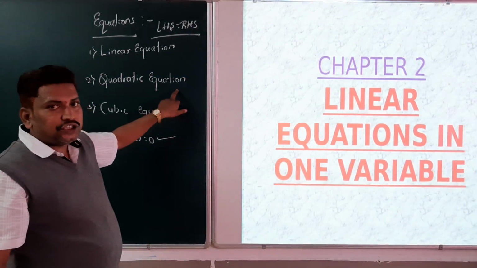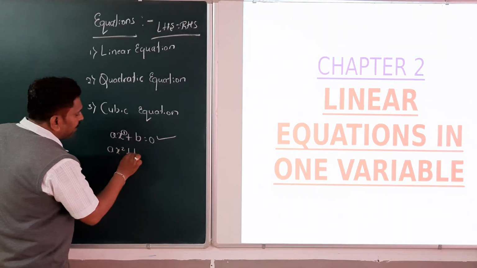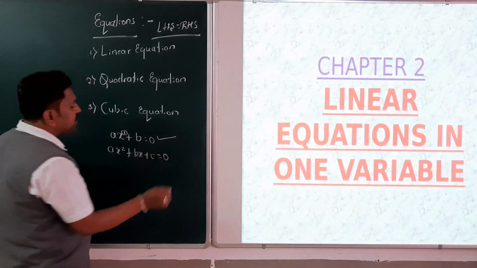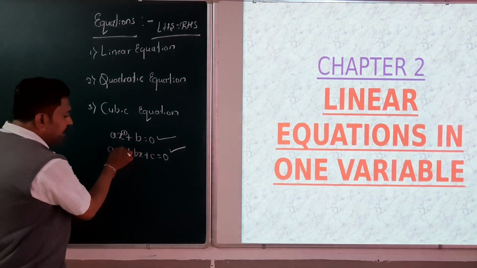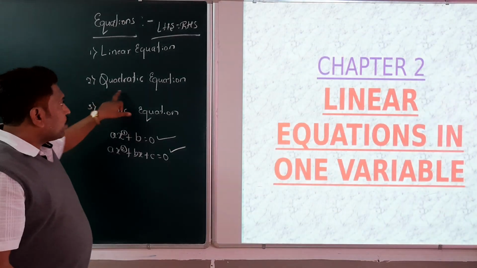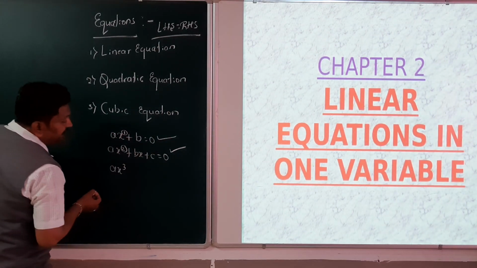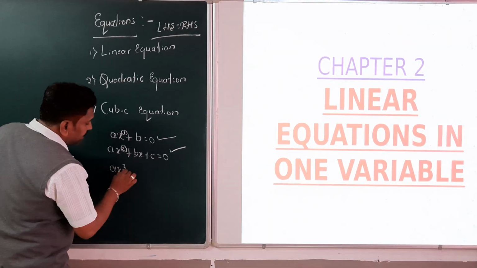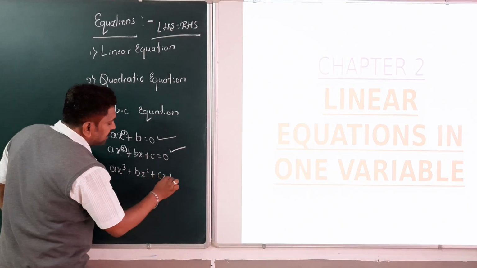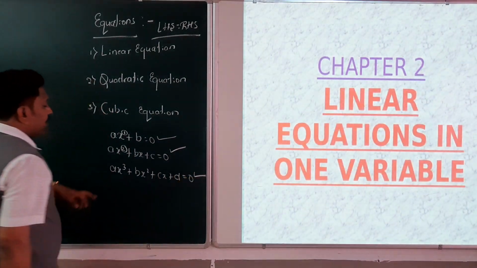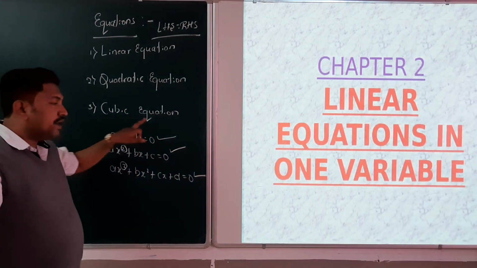Then what about quadratic equation? The degree of the equation is 2. See here, ax square plus bx plus c is equal to 0. That is a quadratic equation. The degree of the equation here is 2. Next, cubic equation. Ultimately the degree of the equation is 3. See, ax cube plus bx square plus cx plus d is equal to 0. The degree of the equation is 3. Such an equation is called a cubic equation.